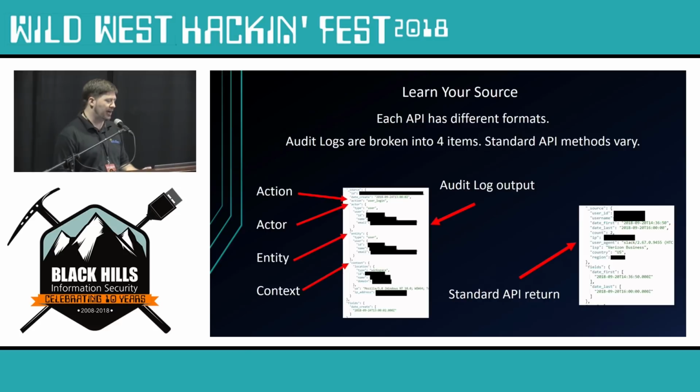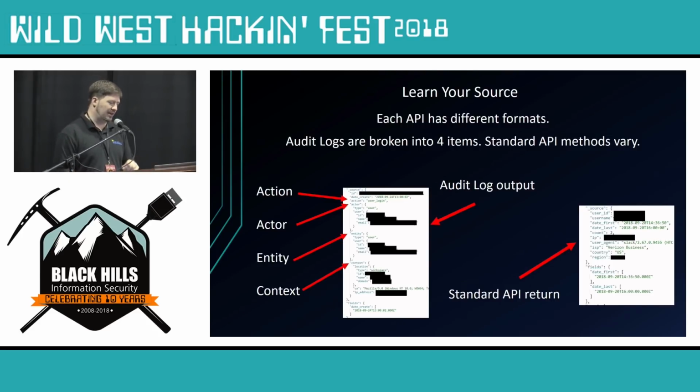In the AuditLog API, they try and break everything down into an action, an actor, an entity, and what context. So in these are logins, our actor and our entity are the same exact information. If you're looking at files downloaded, the entity is actually going to be the file information: the name, what the file ID is in Slack, what type of file it was, when it was uploaded, that type of information.